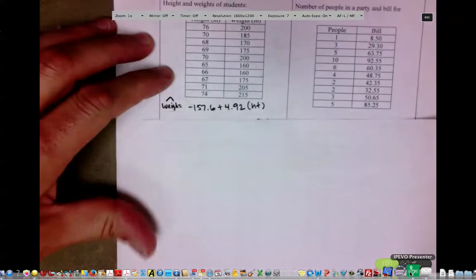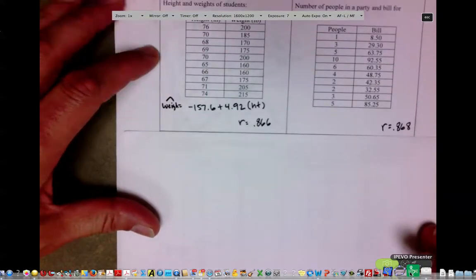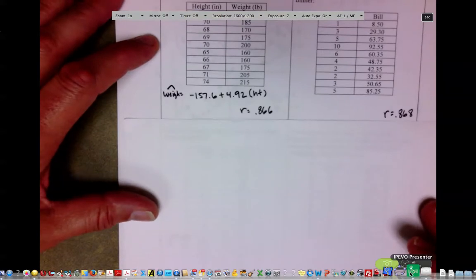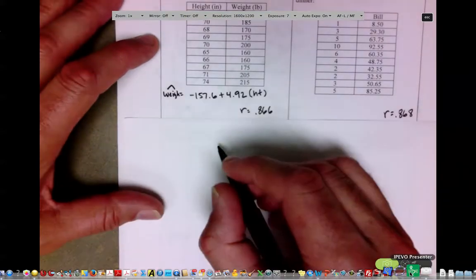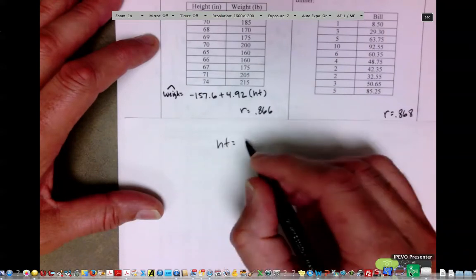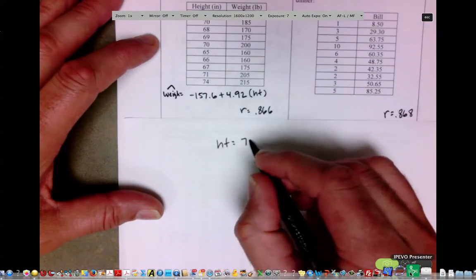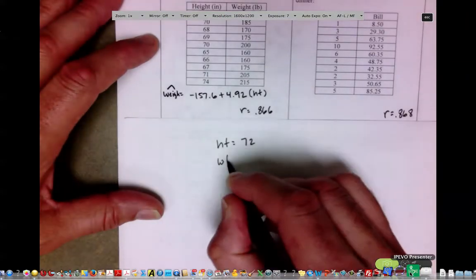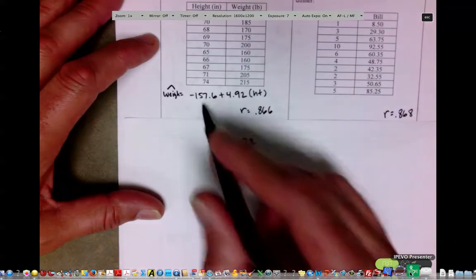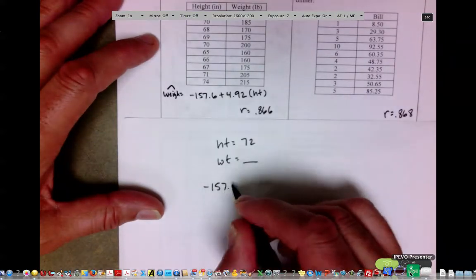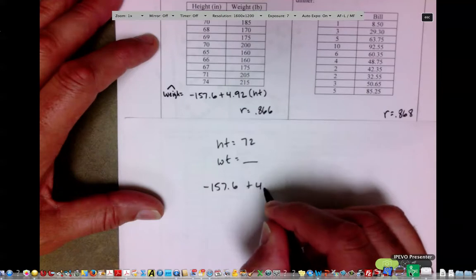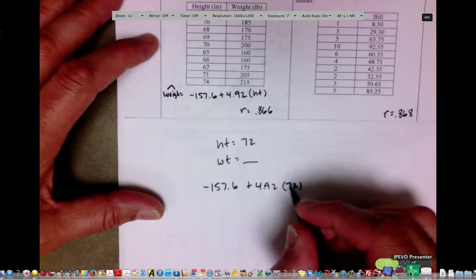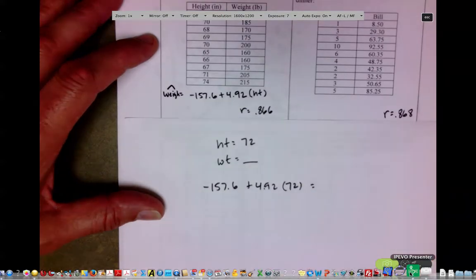Suppose that this is a football roster and I'm the coach. And I have one kid that forgot to tell me what his weight is. Okay, but I do know that his height is 72 inches. I know he's 6 feet tall. So if I want to know what his weight is, all I have to do is take this equation, negative 157.6 plus 4.92, and plug his height into this equation, and that's going to give me an approximation for his weight.